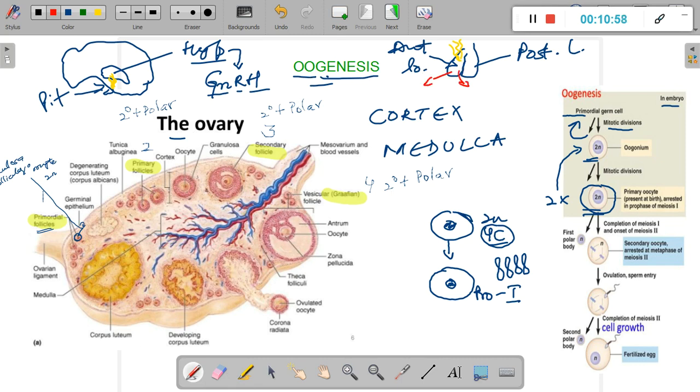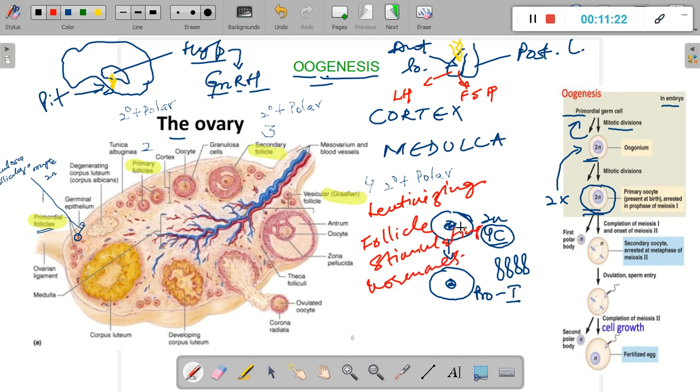It makes two hormones. The first hormone is called the luteinizing hormone, and the other hormone is called follicle stimulating hormone. Let me write it down: luteinizing hormone, and the other is follicle stimulating hormone. So we have two hormones here that are secreted by the anterior lobe.